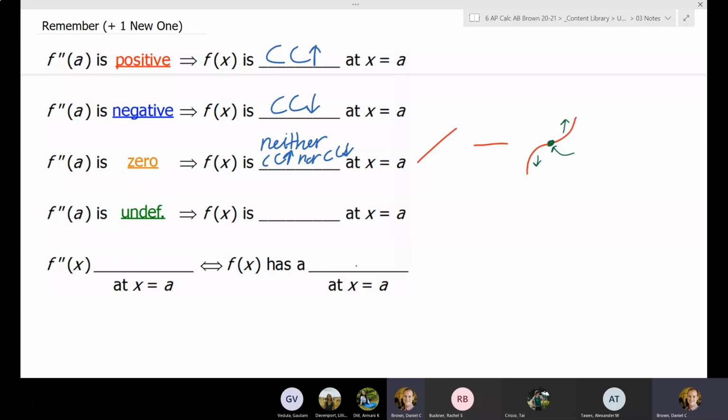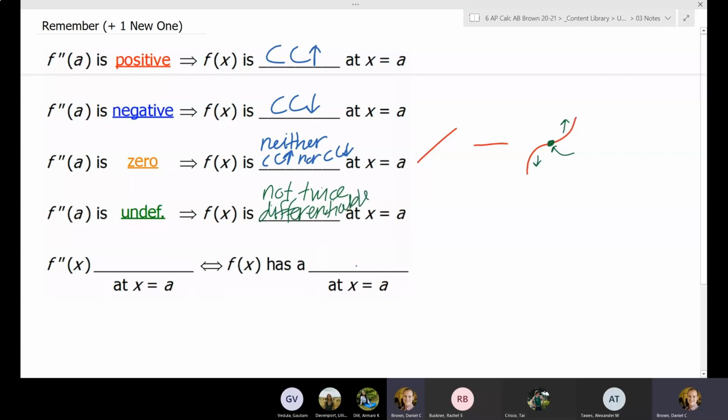If f double prime of a is undefined, then there are different things that could happen. Probably the first derivative could be undefined, or maybe even the function itself is undefined there. So the easiest way to summarize when I say f double prime is undefined is we're going to say f of x is not twice differentiable, meaning it just doesn't have a second derivative at x equals a. Differentiable, if I can spell.